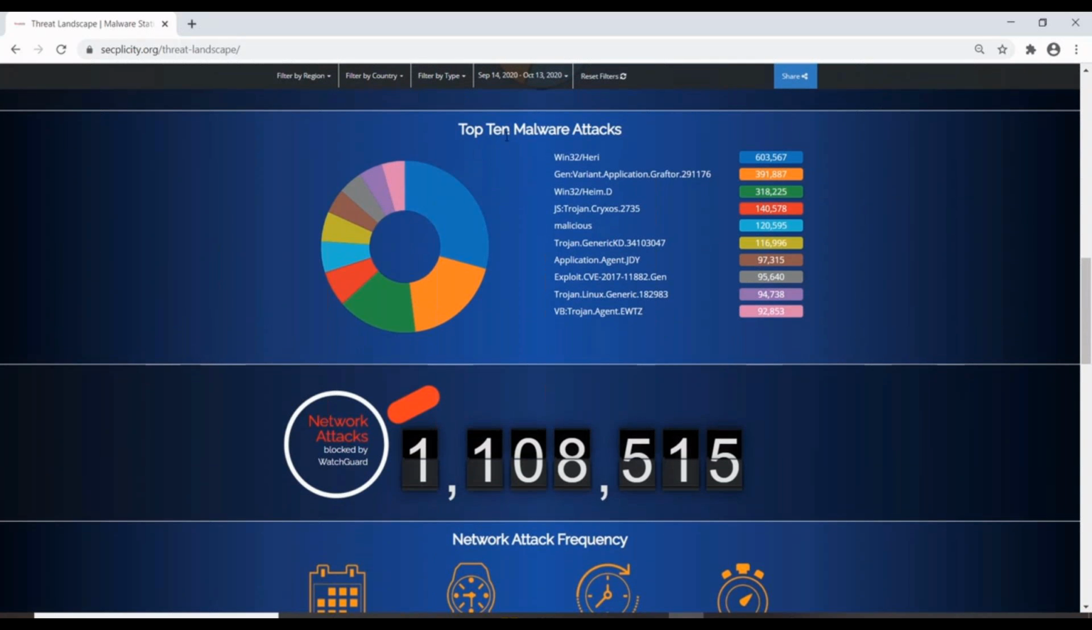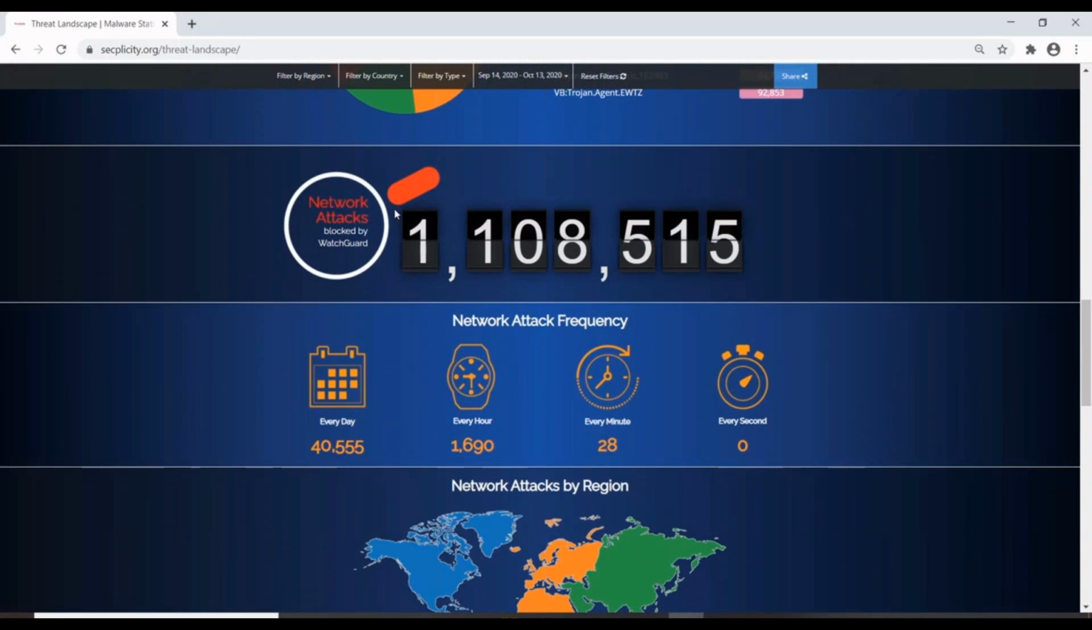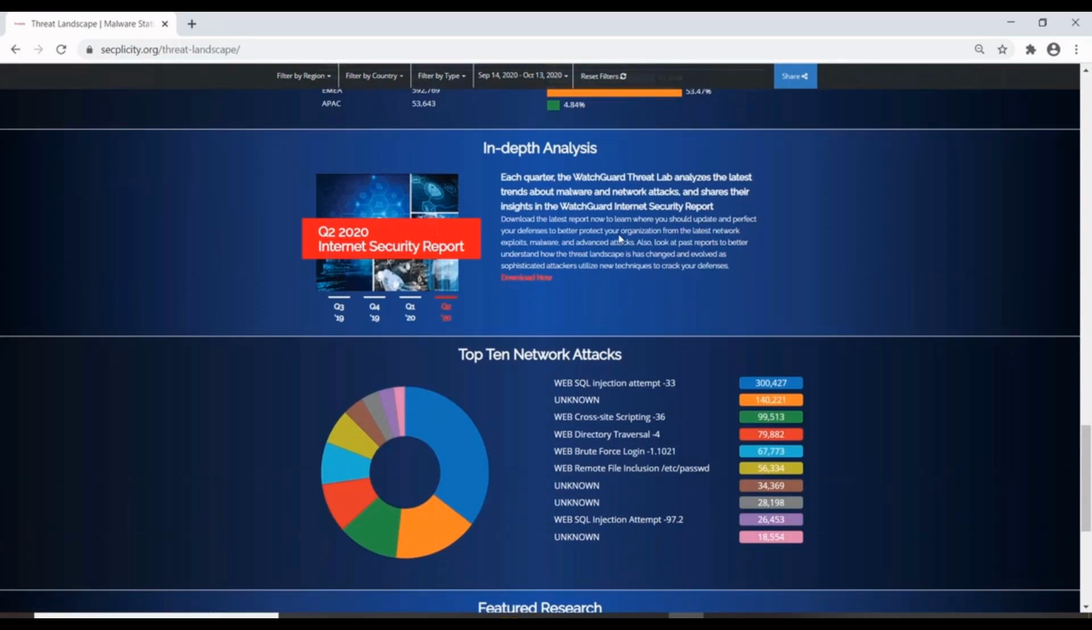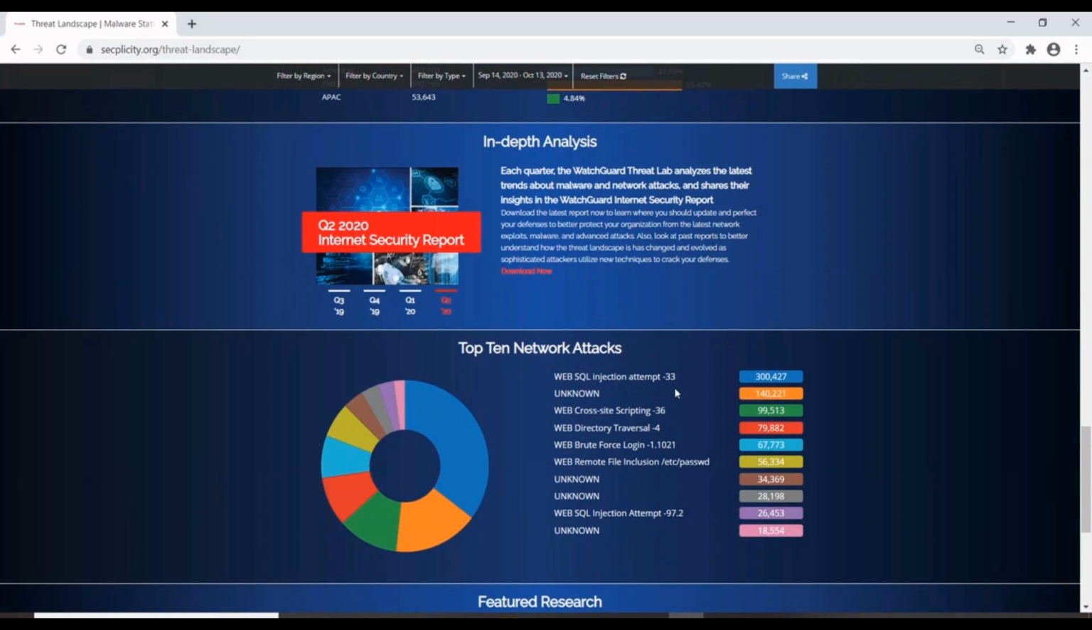It will also show you the top 10 malware attacks, and you can see that it is a mixture of viruses, malicious attacks, Trojans, and exploits of specific vulnerabilities in operating systems. It also shows you here the network attacks. In total, it's around 28 every minute. The top 10 network attacks are mainly related to SQL injection, directory traversal, and brute force, trying to break into your network.